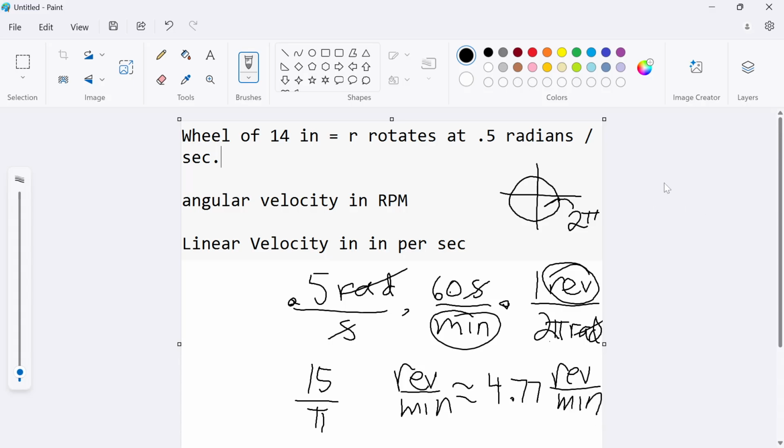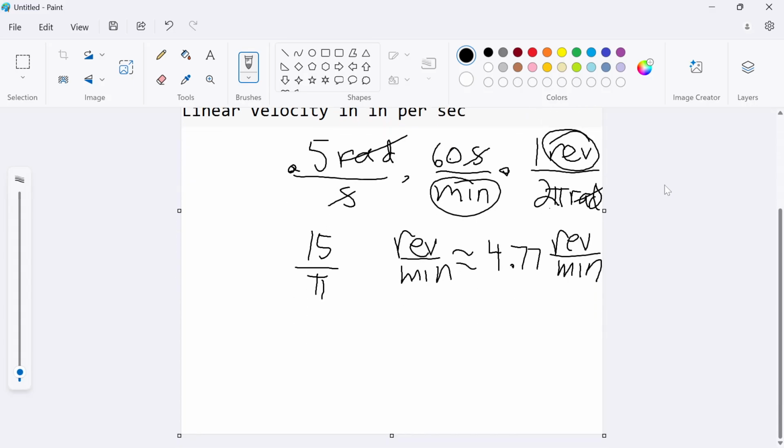Now it asks for the linear velocity in inches per second. Linear velocity can be denoted as V equals the angular velocity, but the angular velocity must be in radians, times the radius. And why does that work? I'm not going to put the units when I do the calculation, but I'll explain why it works.